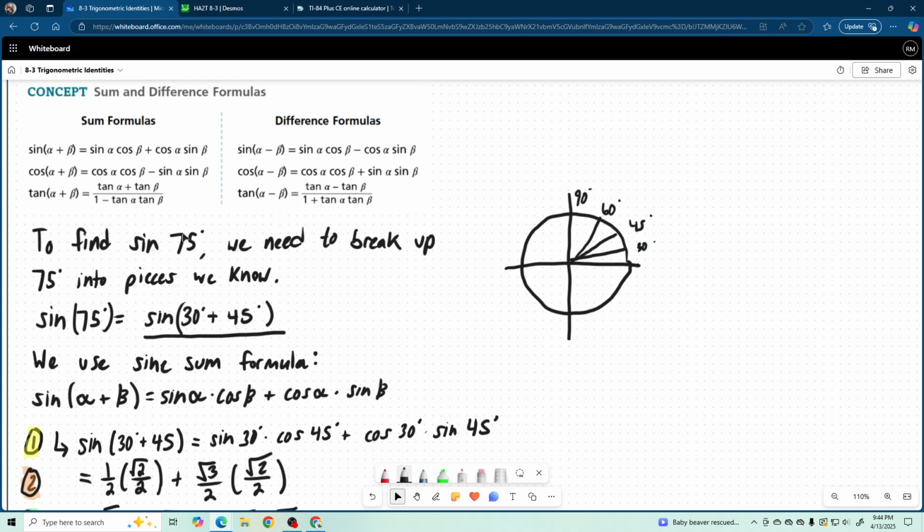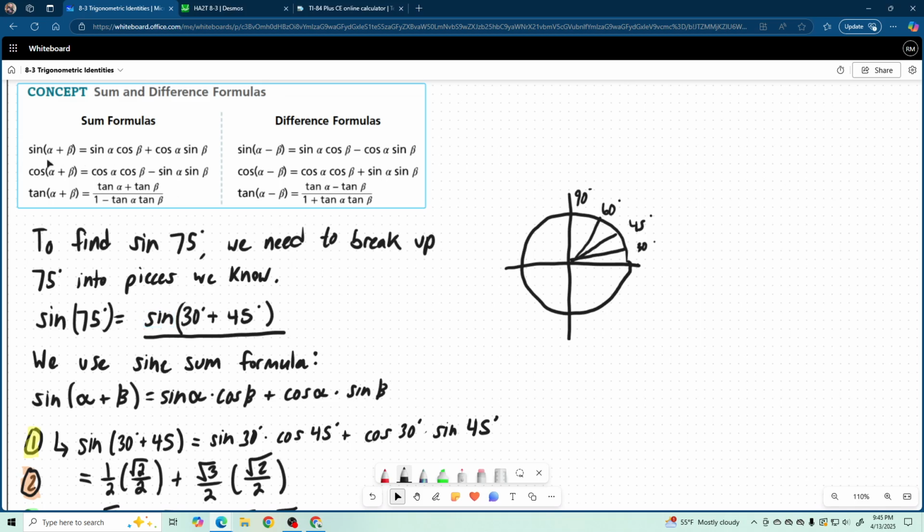So if we're trying to find sine of 75, we can use sine of 45 plus 30. And now we're going to use our sine sum formula because we're using sine and we're using the sum of 30 and 45. And you'll notice that all these formulas are different. There's not really a need to memorize these formulas, right? You just need to know when to apply the one that you need. So in this case, we're using sine, we're using 30 plus 45, so we're using sine and we're using addition. So our sine of 30, right?